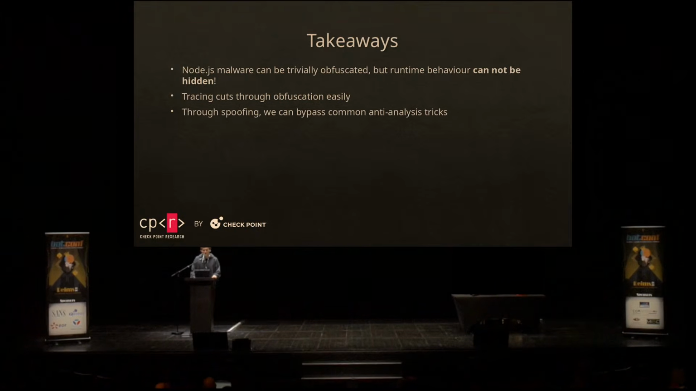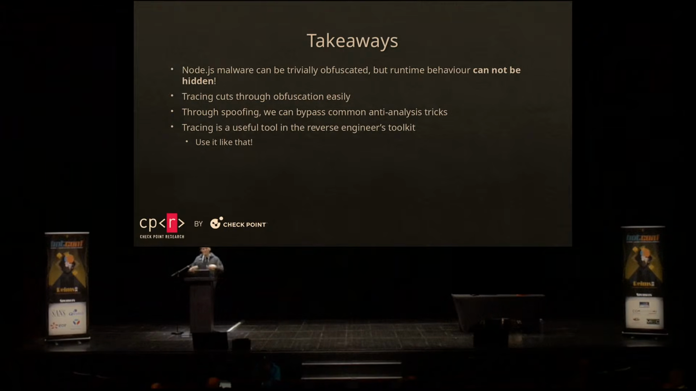So I think this is a very great use case for tracing. And spoofing, as you saw, is very powerful because we can bypass all these anti-analysis tricks by simply spoofing return values. And finally, I would say tracing is a useful tool in the reverse engineer's toolkit, but you should use it like that. It's not a silver bullet. You shouldn't rely only on tracing, but it is a very useful tool. And if you use it in combination with debugging, with static analysis, with deobfuscation, you can get very far, and not only in Node.js, but in all sorts of malware.